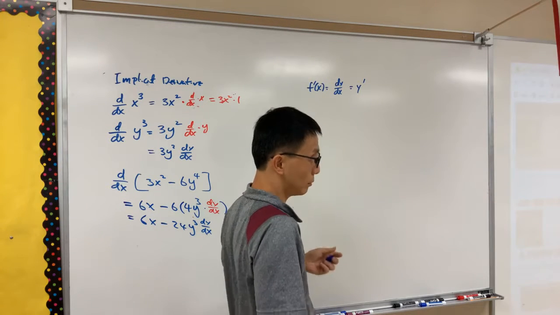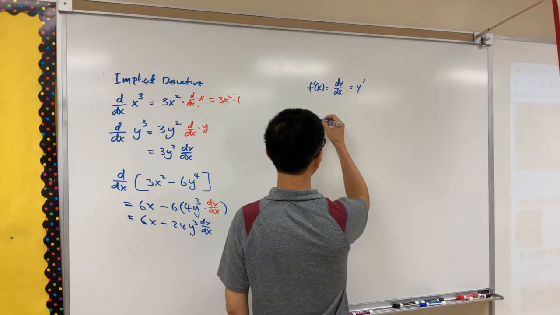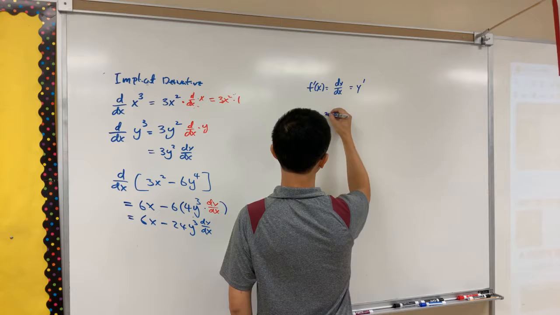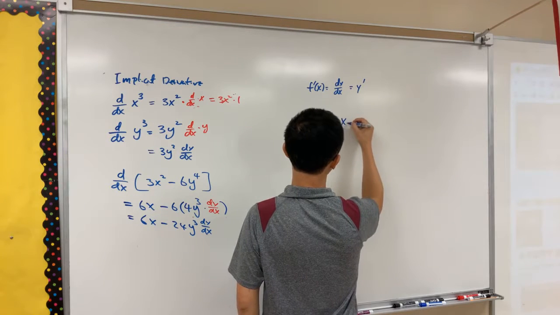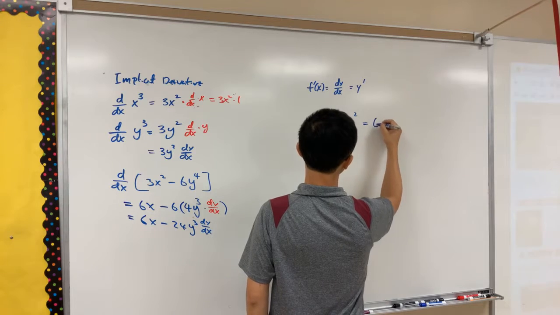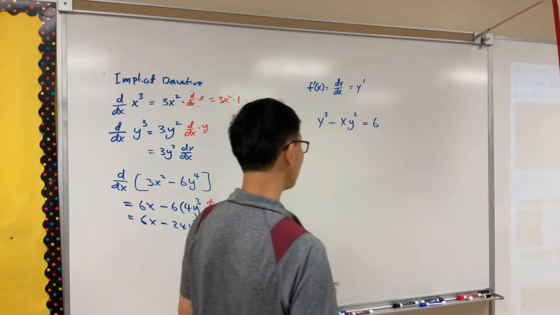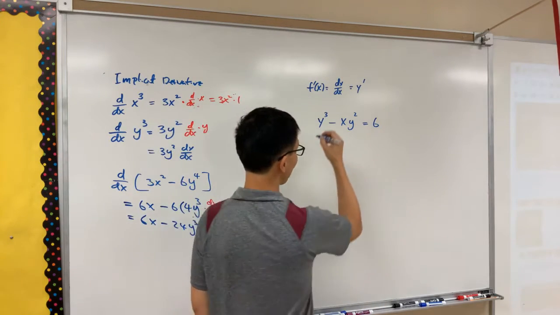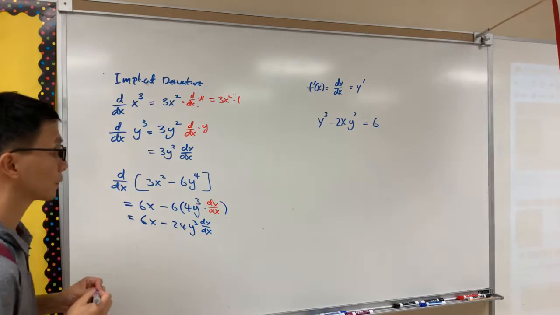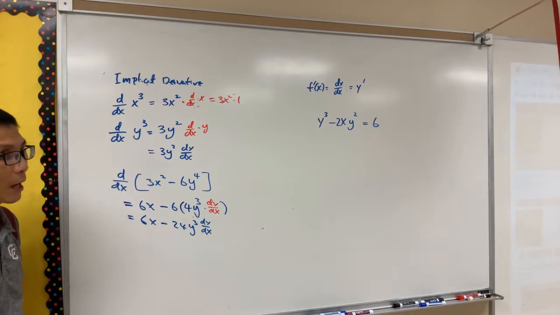This all means f prime of x. Okay? Now we're going to give you a function that says y cubed minus xy squared is equal to 6. I'm going to do 2 here. Okay. So what I'm going to do is look at this.